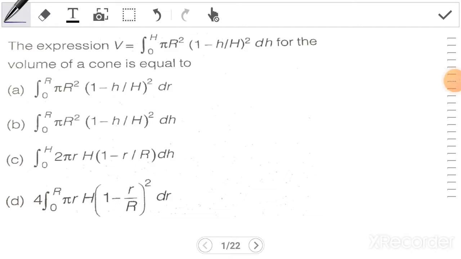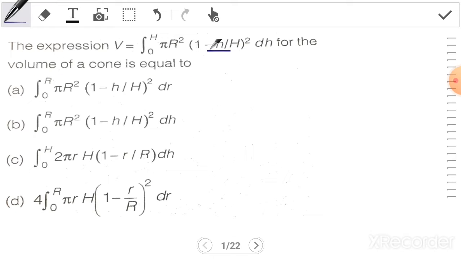Hi everyone. In today's session, we will be solving few previous year problems on integral calculus from GATE and engineering services examinations. So let's begin. First question is the expression V is equal to for the volume of a cone is equal to.